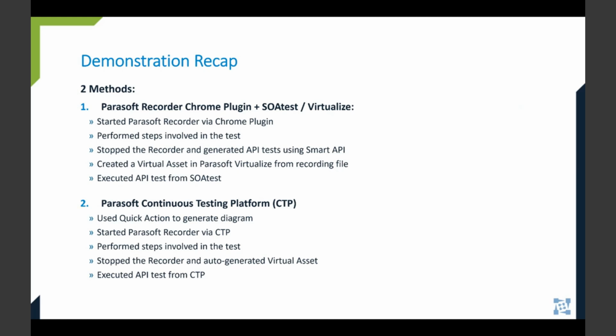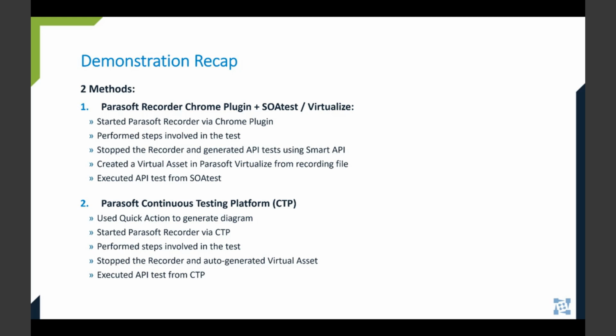We have two methods. The first method is using our Parasoft Recorder Chrome plugin plus SOATest plus Virtualize. What we did is that we started our Parasoft Recorder using the Chrome plugin. We ran through our test, and then we stopped the recorder and we told Smart API to generate those API tests in SOATest. And then we created a virtual asset from that same recording. And then I demonstrated one run of the test using the live asset and then one run of the test using the virtual asset.